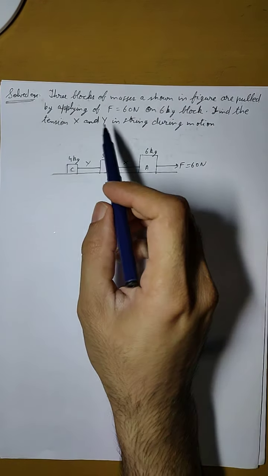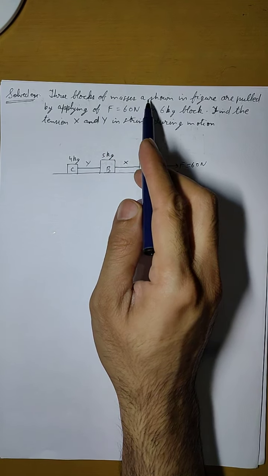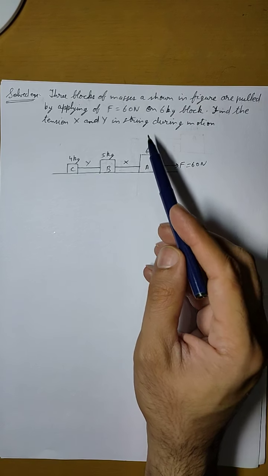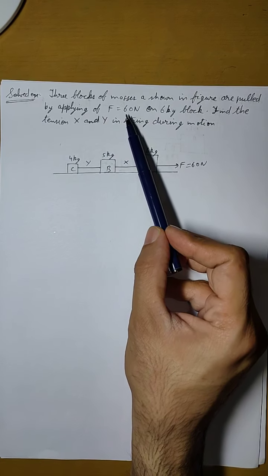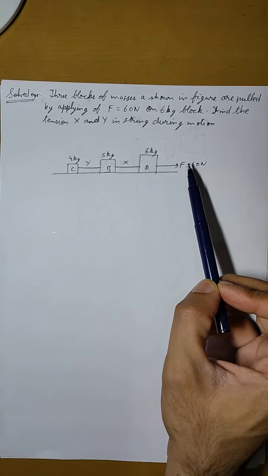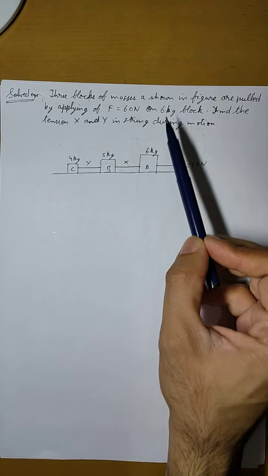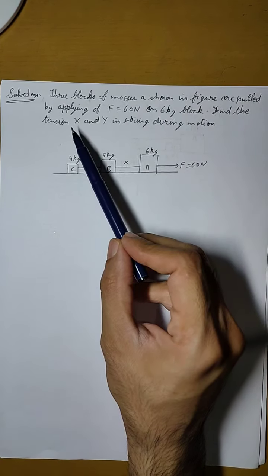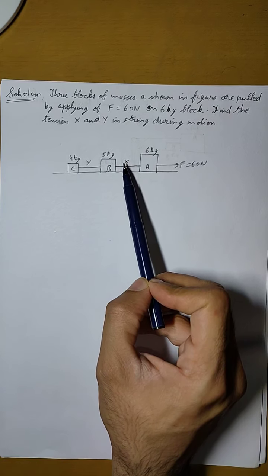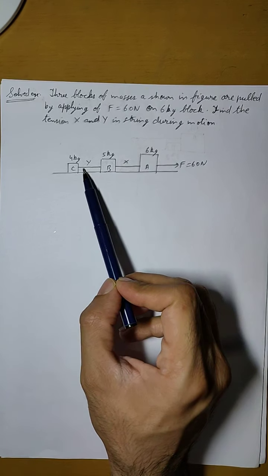Now in this question, three blocks of masses are shown in the figure, and they are pulled by applying a force of F equals 60 Newton on the 6 kg block. Find the tension X and Y in the string during the motion. There is a string connecting these blocks.